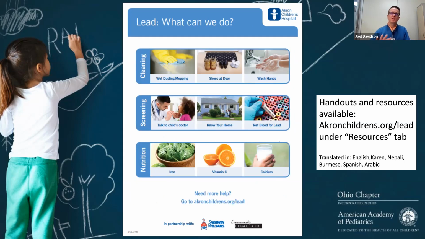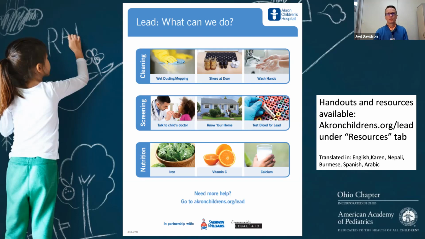The back part of this handout is then the basics of lead. What can we do? The video is alluding to some of these things, but basically wet mopping, taking a wet cloth and wiping windowsills, countertops, and commonly used spaces, drastically reduces the burden of the dust that can settle on those surfaces and objects and then be transferred to the child.